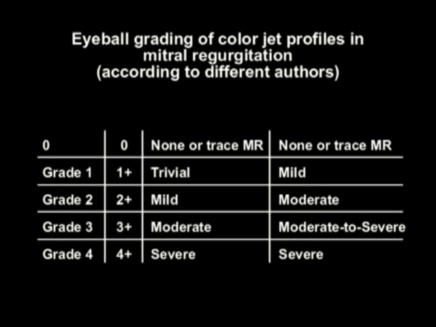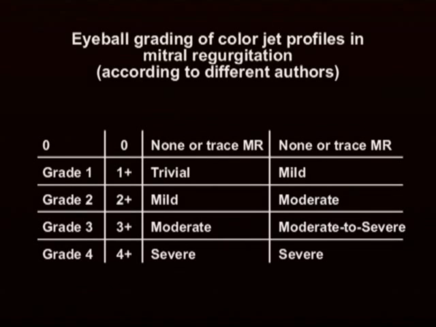MR jets are best assessed using multiple windows to obtain a three-dimensional perspective. Qualitative estimates of MR jets are categorized on a scale of 0 through 4. Grade 0 indicates none or trace MR, and grade 1 through grade 4 indicate mild to severe MR. The notation 1 plus, 2 plus, and so on to denote increasing grades of MR severity is also commonly used.